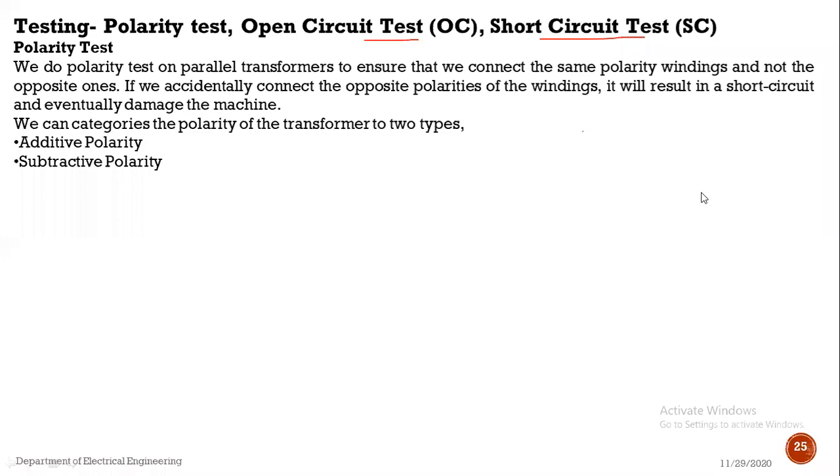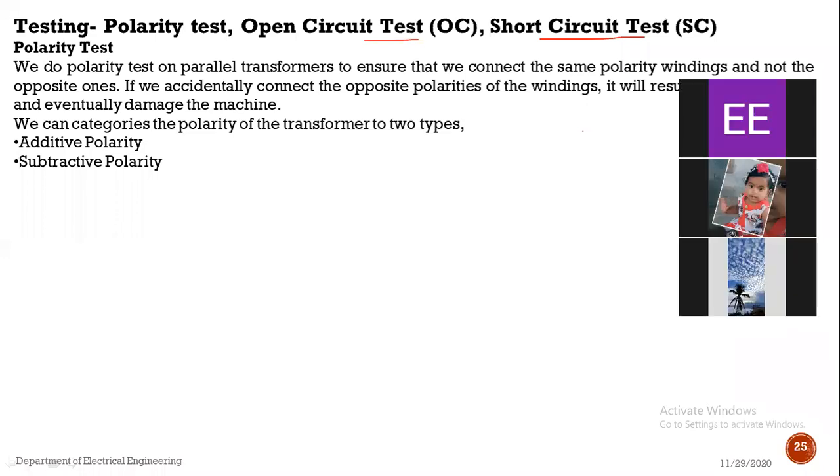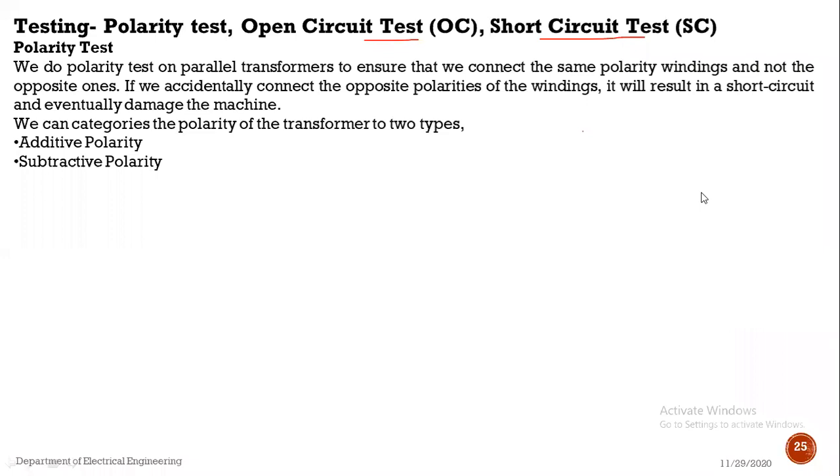Give me reply. How many polarities in a single phase transformer? Two polarity. So there are two polarity on one side, another two polarity on the other side. That means there are total four polarity, that is two polarity, positive and negative on the primary side and positive and negative on the secondary side. So generally we can call it as only two polarities, that is positive polarity and negative polarity.